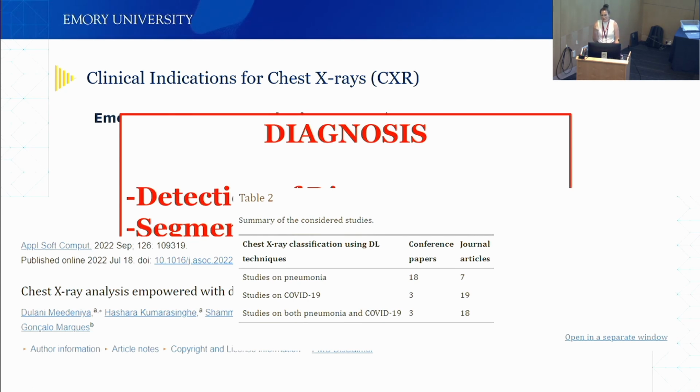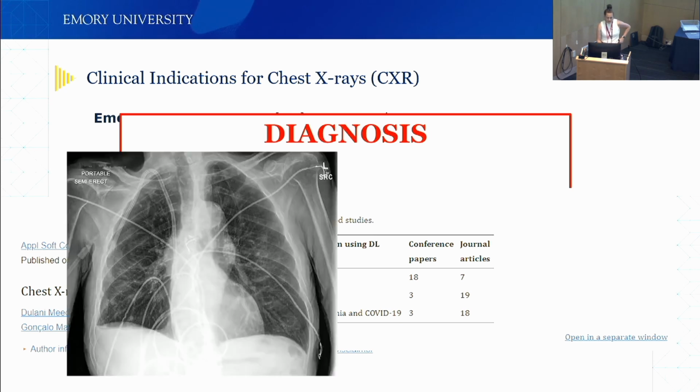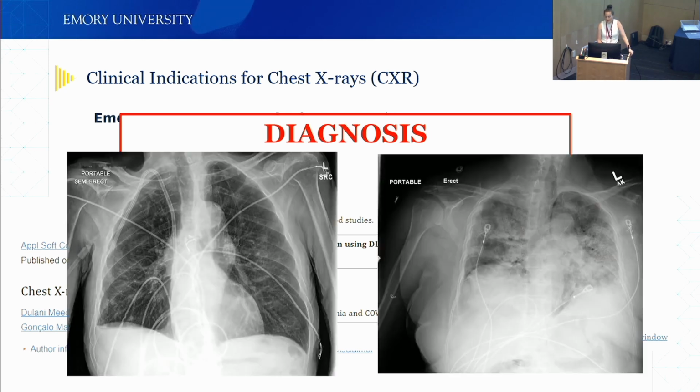You want to know, do they have a pneumonia? How bad is the pneumonia? So you would have these images and be like, this is a very mild pneumonia. This is a pretty severe pneumonia. So you want to be able to separate those, so you can do that.